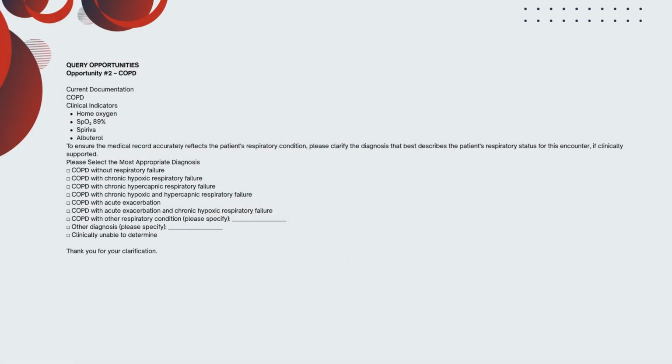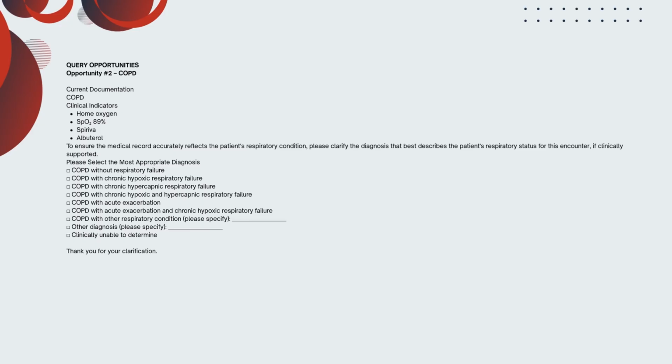Opportunity number 2. COPD. Current documentation: COPD. Clinical indicators: home oxygen, SpO2 89%, Breztri, albuterol. To ensure the medical record accurately reflects the patient's respiratory condition, please clarify the diagnosis that best describes the patient's respiratory status for this encounter, if clinically supported. Please select the most appropriate diagnosis.